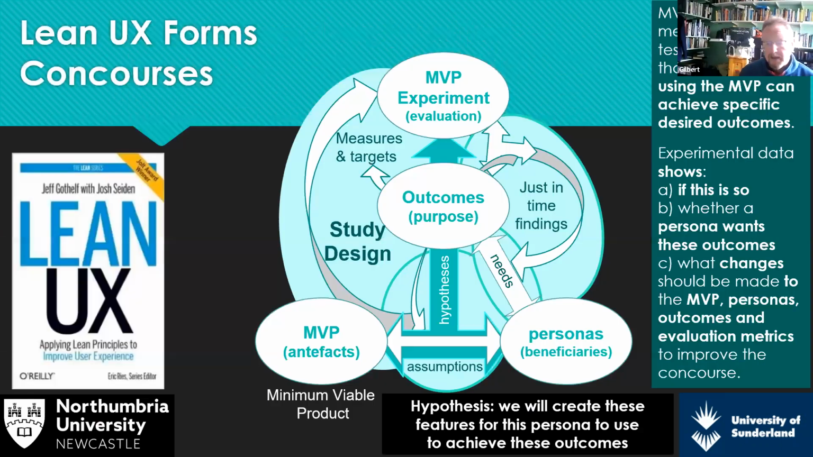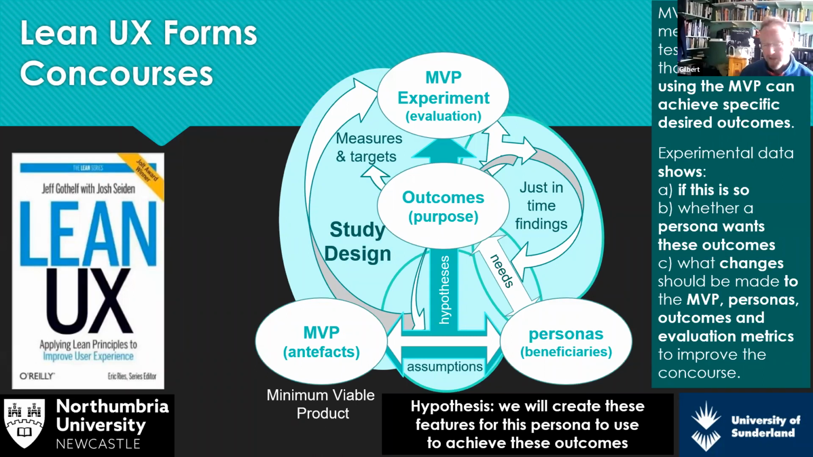Lean UX works on design first. People like to spend a lot of time dumping on MVP. I mean, anything can be done badly, but the idea behind MVP from Lean Startup is that your minimal viable product embodies a set of assumptions about how personas will interact with it, and you've got hypotheses about the valuable outcomes. And an MVP experiment is just-in-time findings where you check these assumptions.